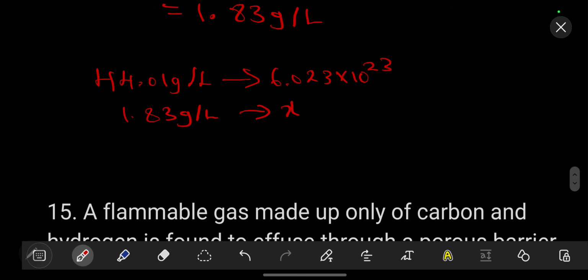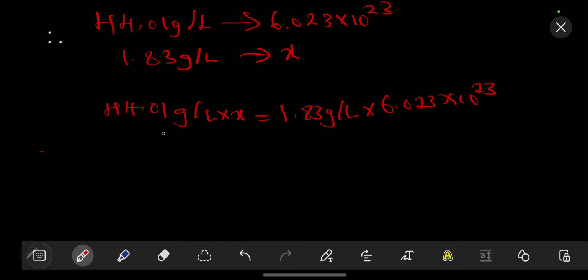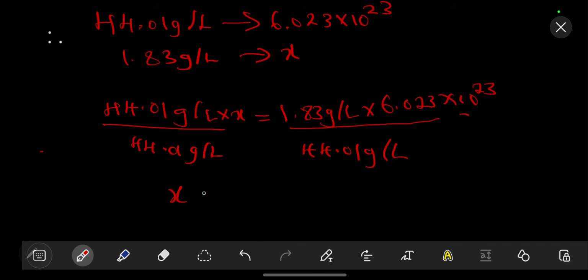So we are going to multiply. So we have 44.01 grams per liter times x should be equal to 1.83 grams per liter times 6.023 times 10 raised to the power of 23. Then we divide by 44.01 grams per liter. So we are going to find that our x value will be found to be 2.5 times 10 raised to the power of 22.